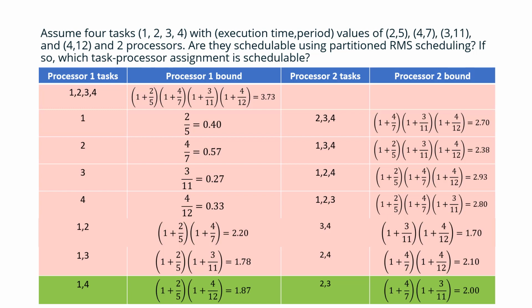I could put 2 tasks on one processor and 2 tasks on the other processor, and there are 3 ways to do that. So I can put 1 and 2 and 3 and 4, or 1 and 3 and 2 and 4, or 1 and 4 and 2 and 3. It turns out that the only one that works is if I do 1 and 4 on one processor and 2 and 3 on the other, in which case they both meet the RMS bound.